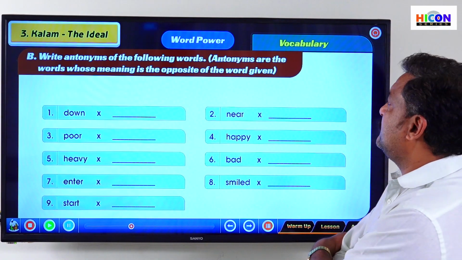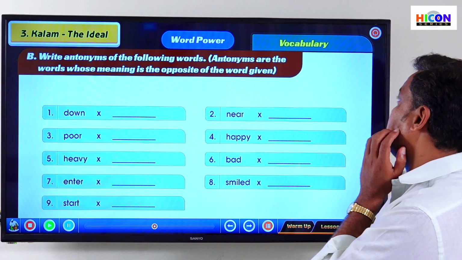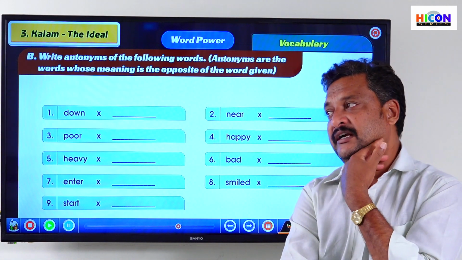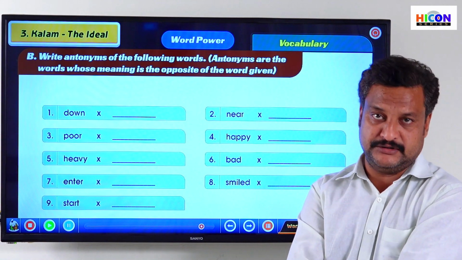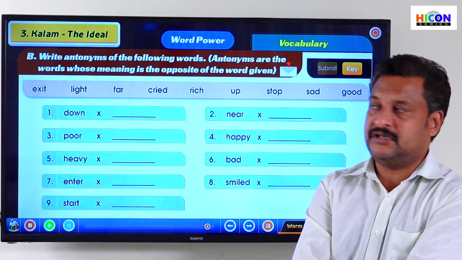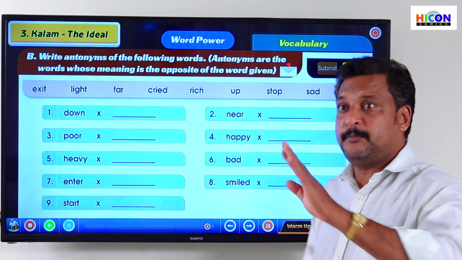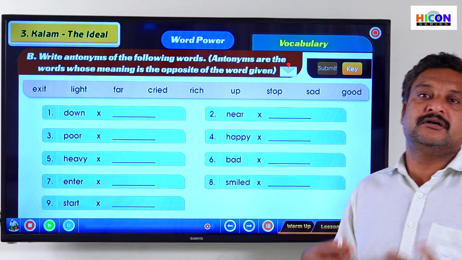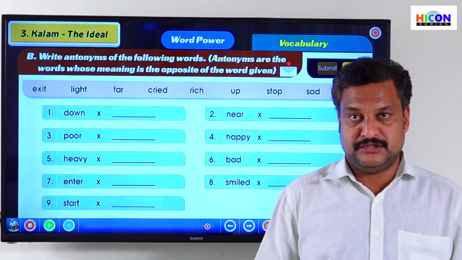Write antonyms of the following words. So what do you mean by antonyms? Antonyms are words that make the opposite meaning of a word. So if we actually mean a word that has a meaning opposite to that of what we have over here, that is known as an antonym, right?